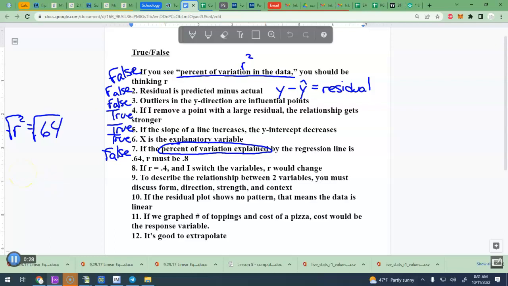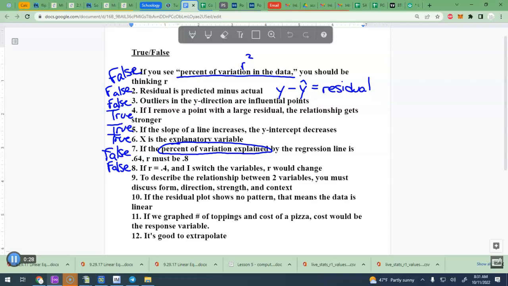And then 8, there's nothing you can do to change R. If I switch the variables, would R change? No. If I add a billion to everything, no, it doesn't matter. If I eat more food, I'm going to gain more weight. It doesn't matter how you measure the food or my weight. It's just a relationship that's there. It's going to happen no matter how you measure it or graph it.